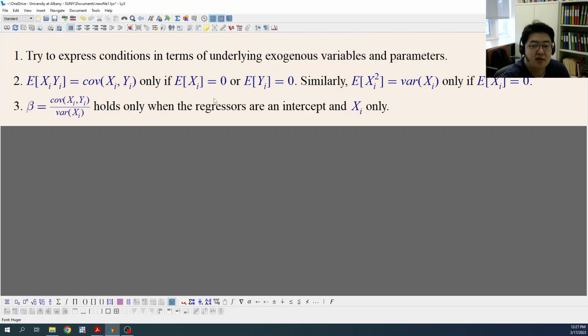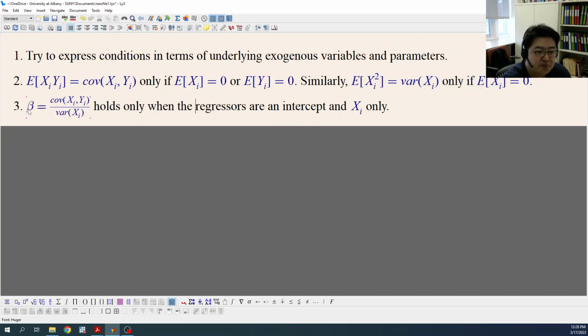And some algebraic details. I use expectation of x times y as if it were the covariance of x and y, but for this equality, you need this condition, right? You cannot abuse this equality everywhere. You have to at least assume the mean equals 0 for one of them. Similarly, I may say expectation of x squared equals variance, but that also requires the mean of x to be 0. Otherwise, you cannot switch between them. So keep that in mind.